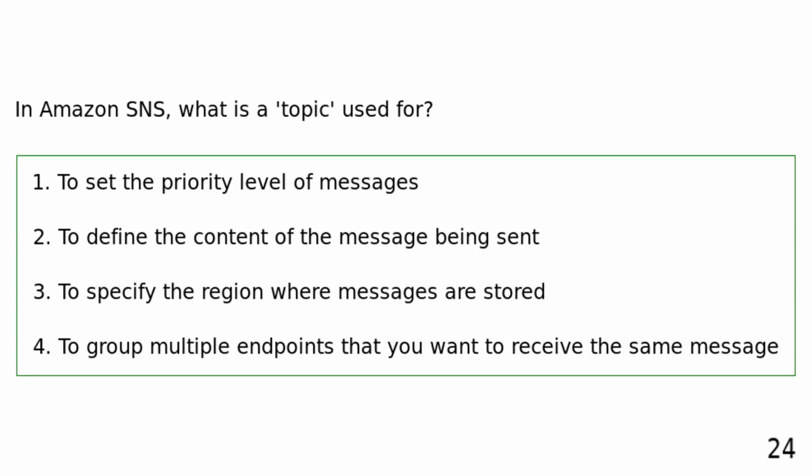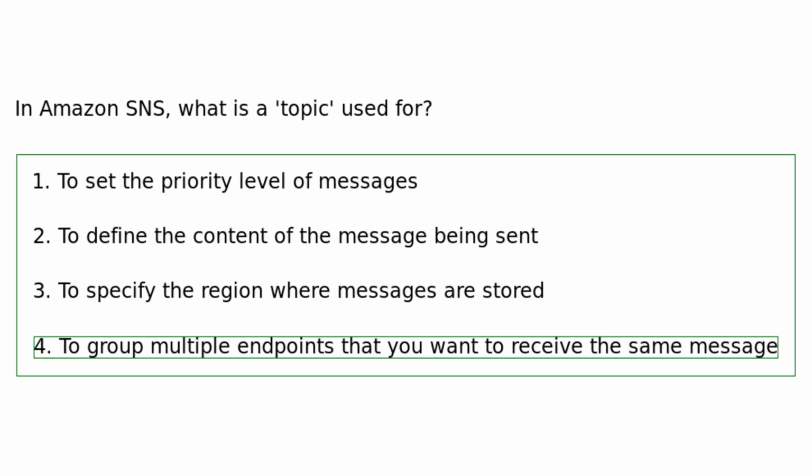In Amazon SNS, what is a topic used for? To set the priority level of messages. To define the content of the message being sent. To specify the region where messages are stored. To group multiple endpoints that you want to receive the same message. In Amazon SNS, a topic is used to group multiple endpoints that should receive the same message, allowing efficient message distribution.